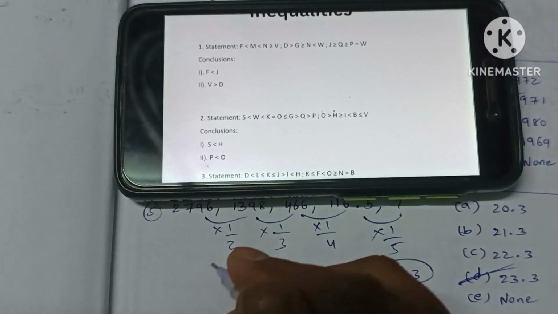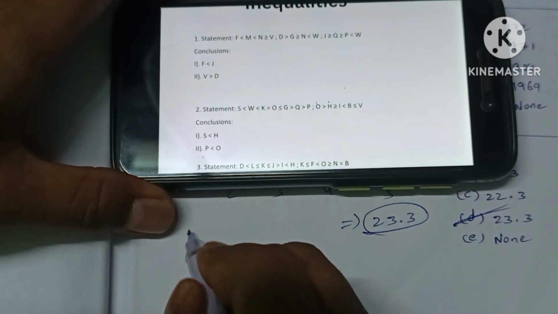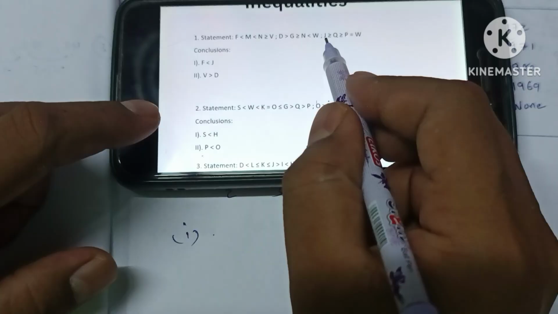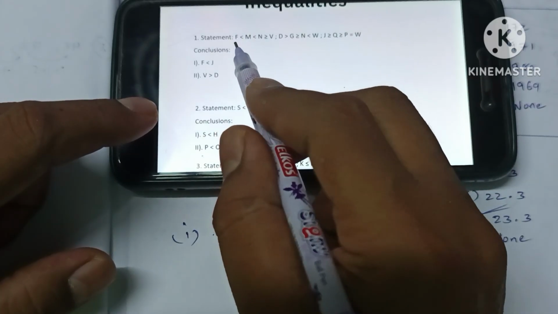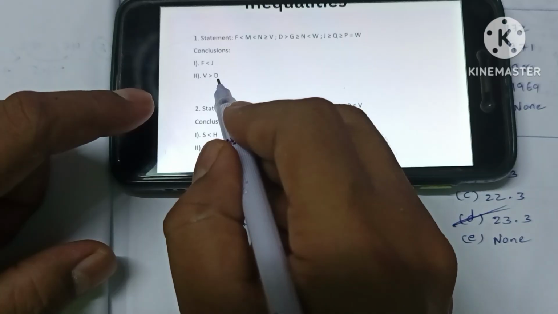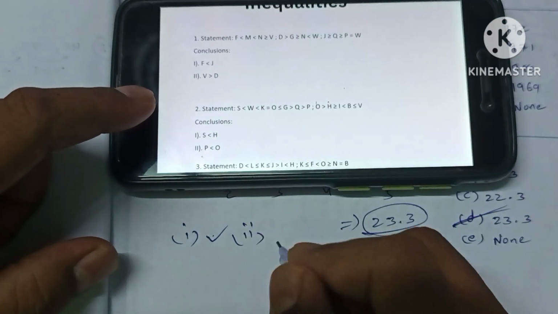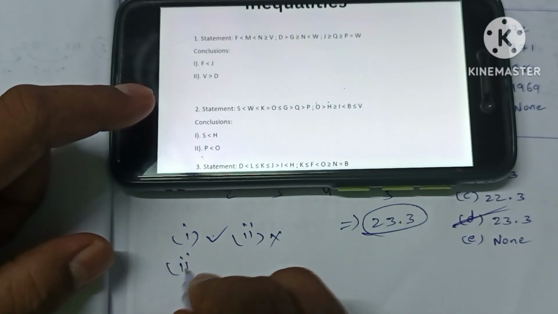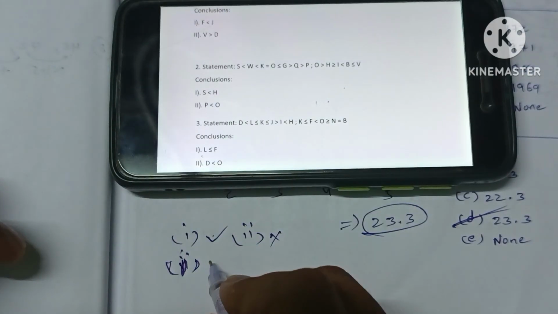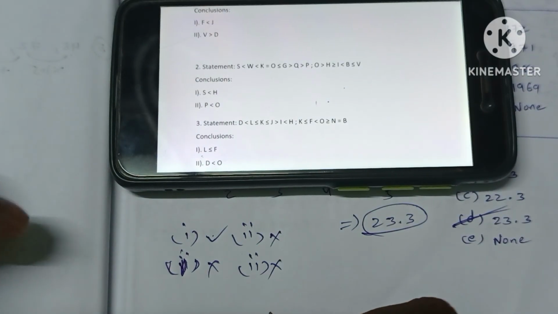Wait a second. First we will note these all. First question. First one will be the flow from J to F. From J we can reach to F. So it is true. Second one. The flow from V to D. From V there is no flow. Second conclusion will be false. Second question. First one will be neither one nor two. We got neither one nor two.